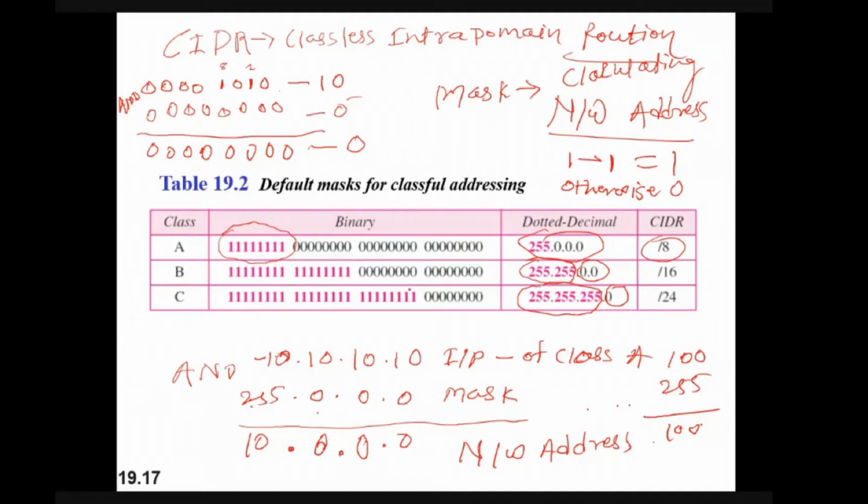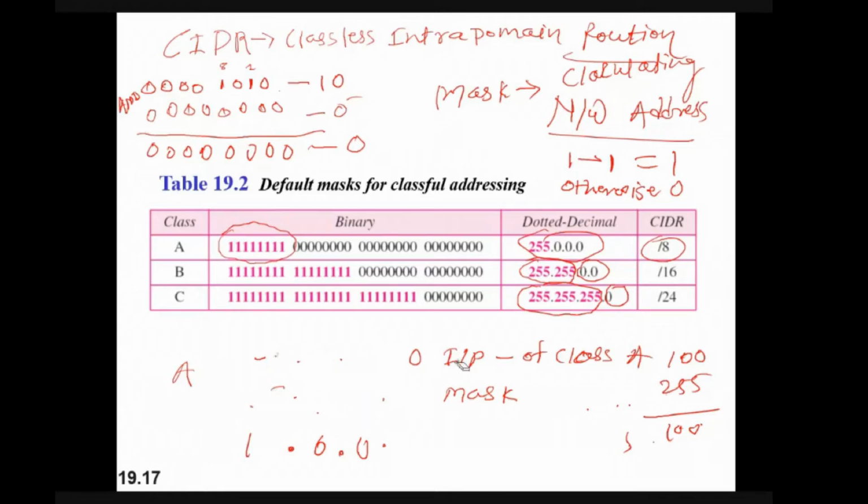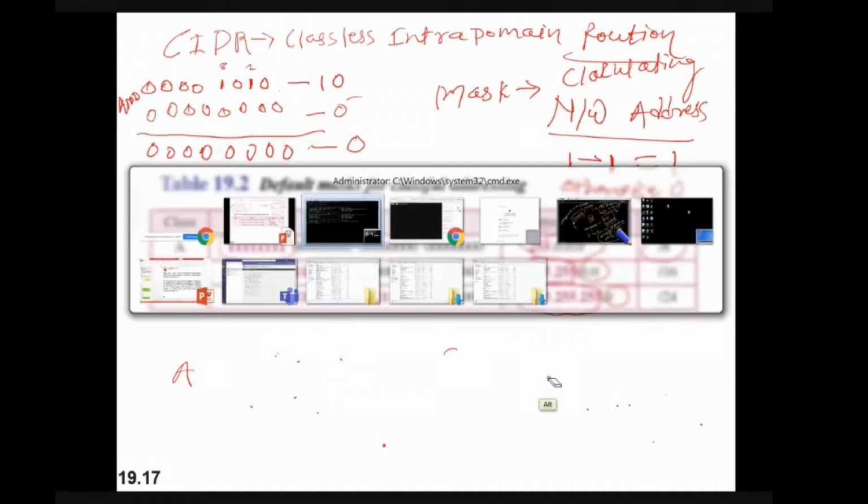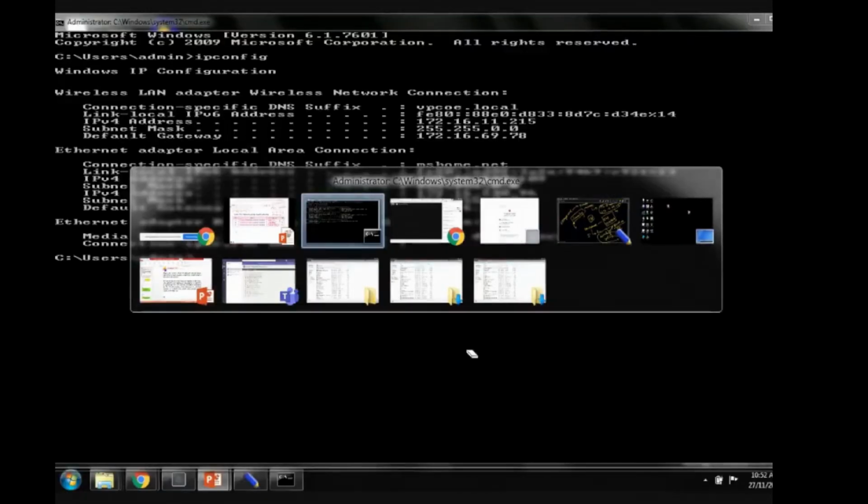Okay, now can you tell me the network address of our college? Let me write my IP address. So my IP address is 172.16.11.215.